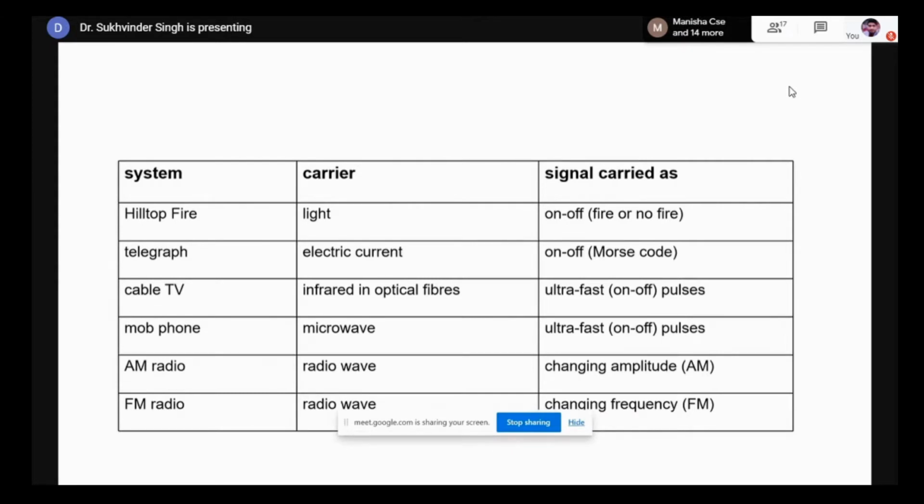AM radio, the carrier is the radio waves, the radio frequencies, which lie between some 20 Hertz to 20,000 Hertz, and the signal is carried in the form of changing amplitude, and that is called amplitude modulation of the carrier wave. FM radio, the carrier is the radio wave again, the frequency ranges from some Hertz to some 1000 Hertz, and the signal is carried in the form of changing frequency, which is called frequency modulation.